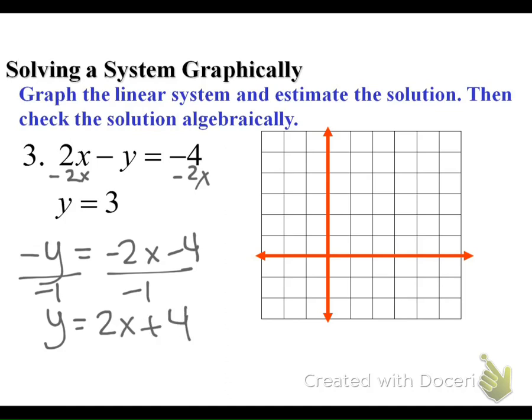I start at 4. And I'm going to go up 2, right 1. You could also go down 2, left 1. So this is my line.